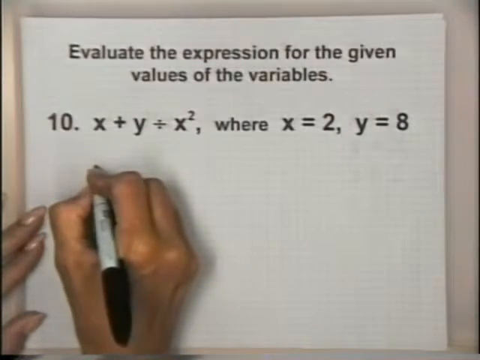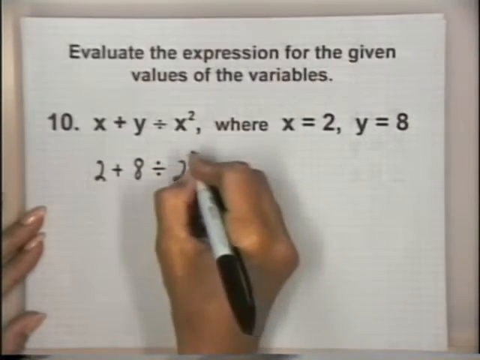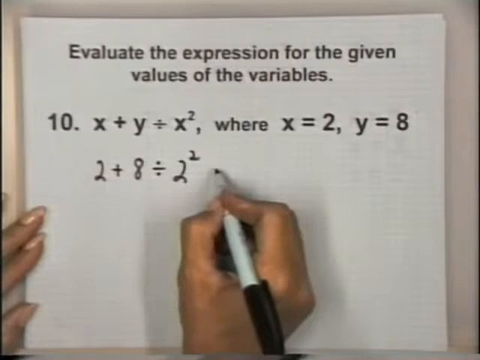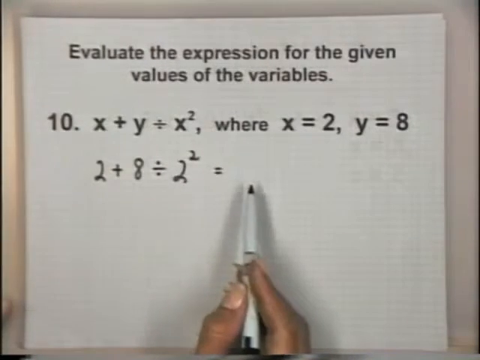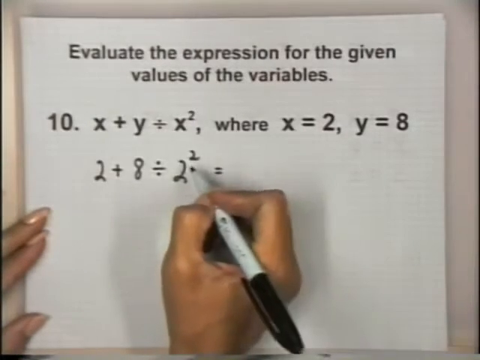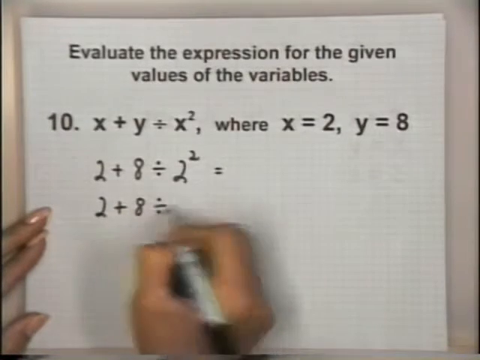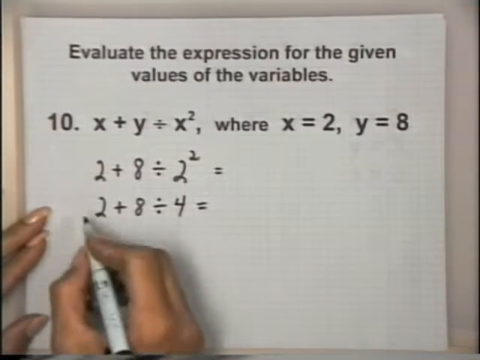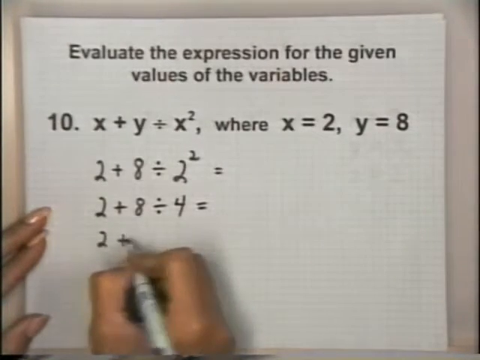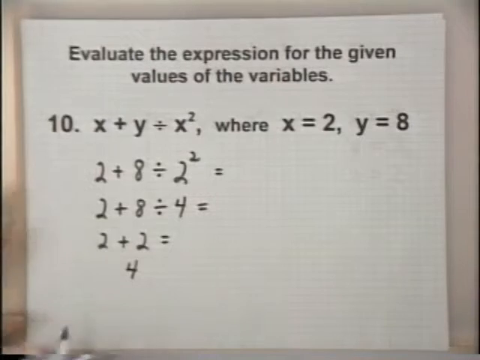So when we do that, we'll write the 2 plus we write the 8 divided by, since x is squared, we want to write 2 squared. Now let's follow our rules that we learned for our order of operations. We have no parentheses serving as grouping symbols, so the first thing we're going to do is square that 2. So let's write 2 plus 8 divided by 2 squared is 4. Next we go through and multiply or divide, so we'll have 2 plus 8 divided by 4 is 2, and last, 2 plus 2 is 4.